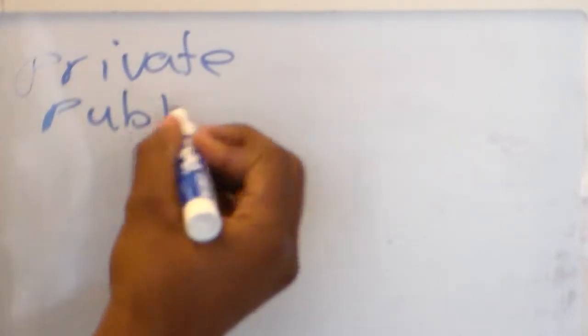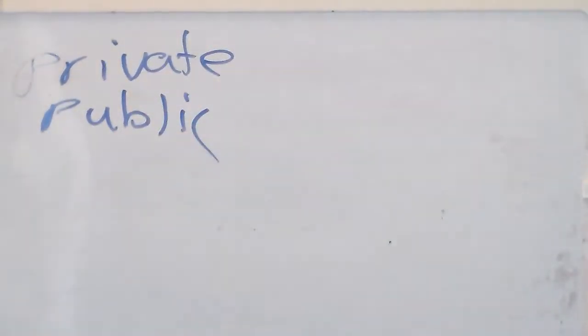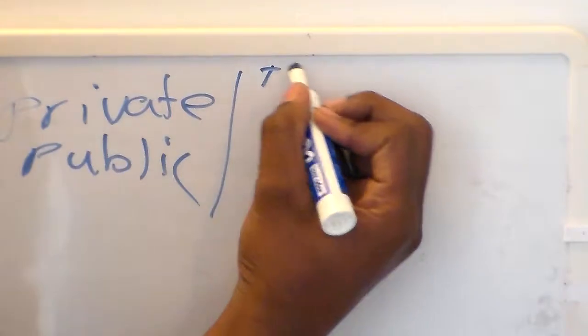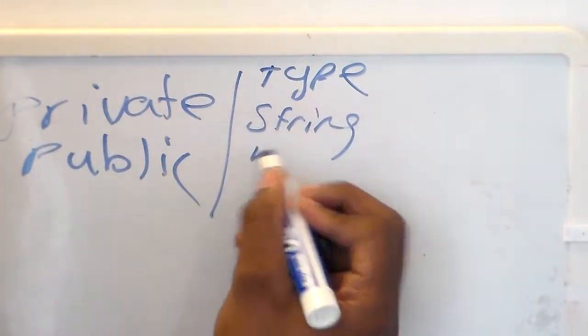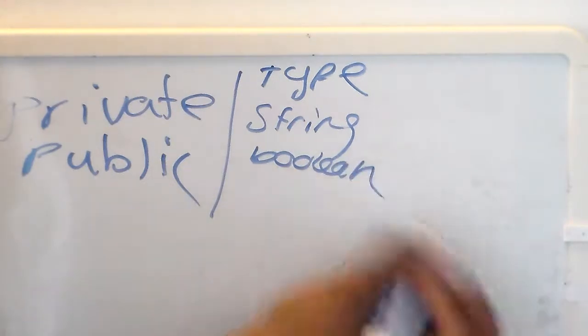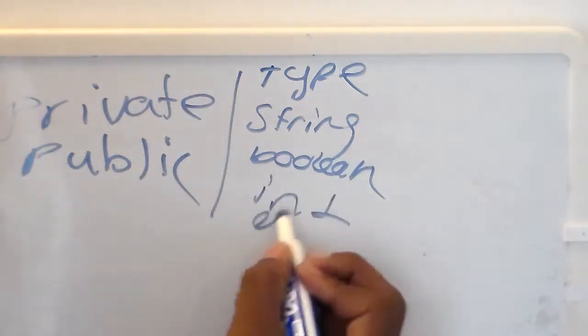Well, the method needs to have a certain type of security, such as private or public. It also needs to have a type, such as string, boolean, or we can have int or double. Man, I know all that. Stop plugging in some values.